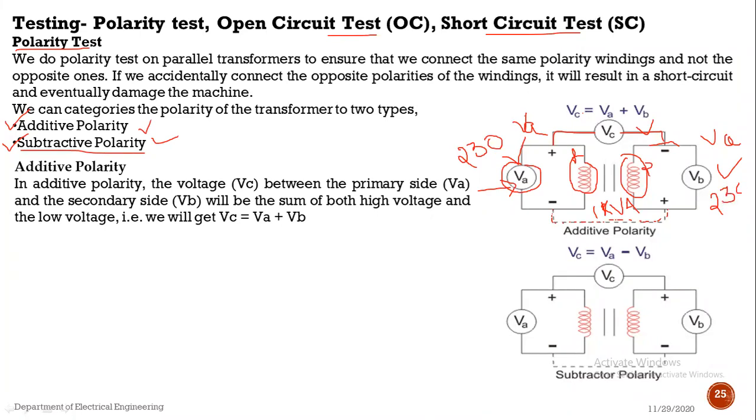If it is an ideal transformer and there are no losses, then the voltage at the secondary side is also 230. The voltmeter VC, which is connected in series, if it reads the sum of these two voltages, then we call it an additive polarity.